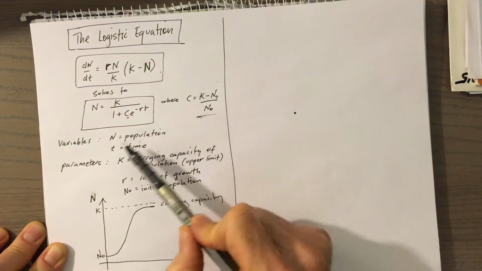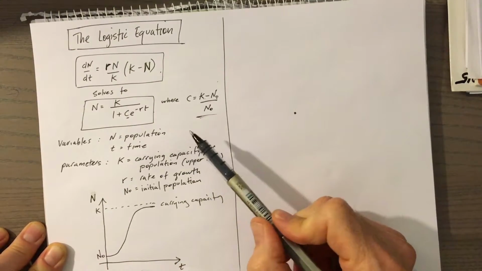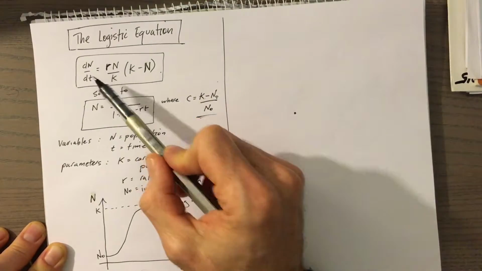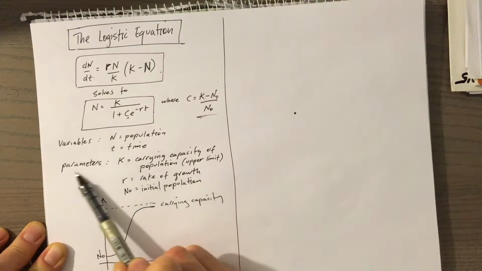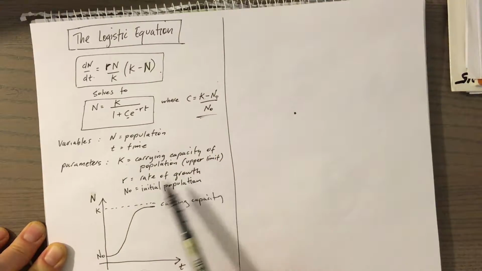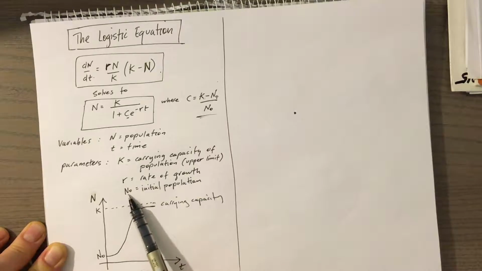Just a quick chat about the variables at play here. N is the population, so that's this thing here. T is time. Now the parameters: K is the carrying capacity, so it's essentially the upper limit of the population. R is the rate of growth, and N sub 0 is the initial population.